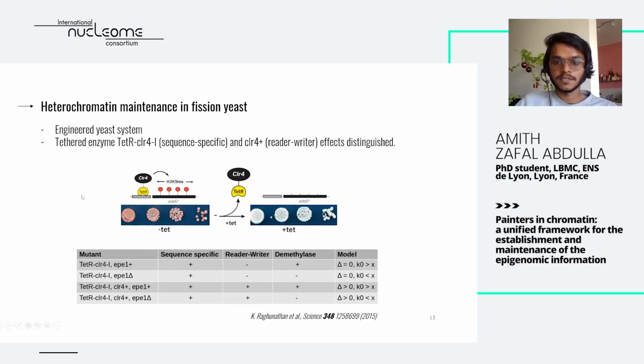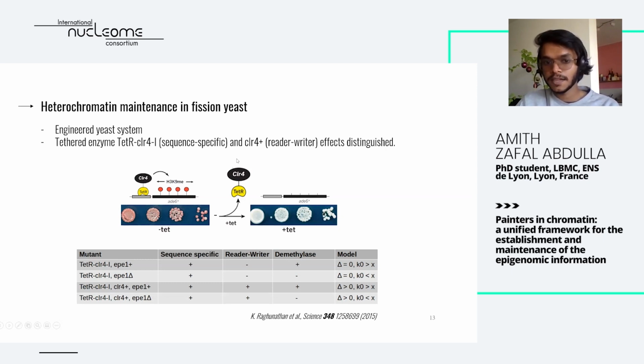Here we'll consider a study which was done a few years back in an engineered yeast system. They were trying to decouple the sequence specific and reader-writer effects. The system was that they have CLR4, a methyltransferase, tethered to a particular location, and it deposits methylation marks in the gene, and then you have a repressive state and a specific red phenotype. When they add tetracycline, the sequence-specific enzyme unbinds, just like the case of our epigenetic memory assay, where the enzyme unbinds.